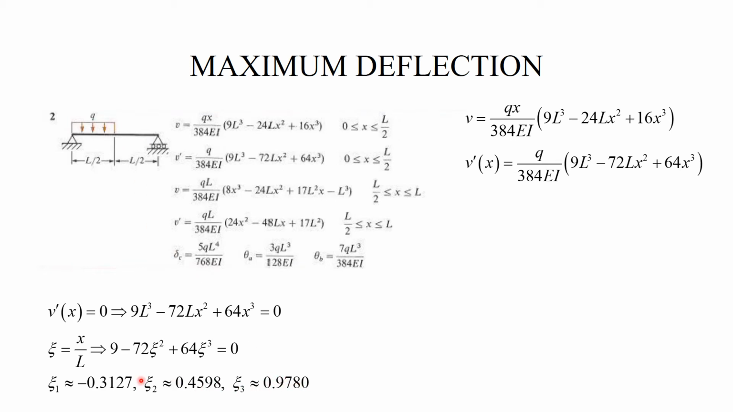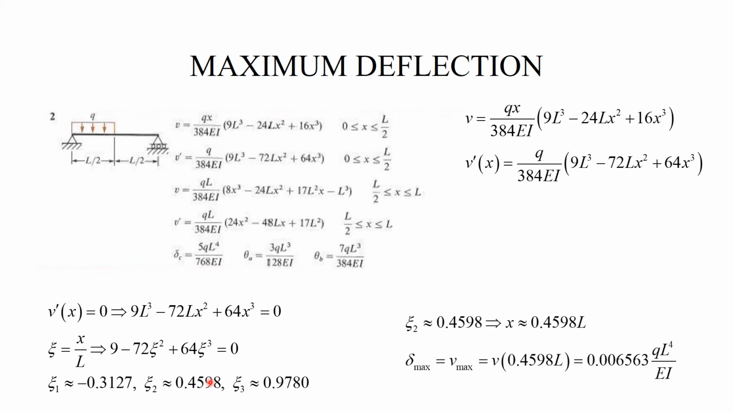The only root that is inside the interval is this one, and therefore I choose it as the location of the point where V is max, and this location is, of course, obtained by multiplying psi2 by L. And now all I have to do is take this value of L and substitute it in here, and this will give me V max, and the value is given here.